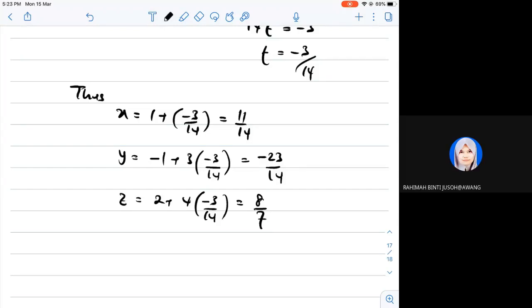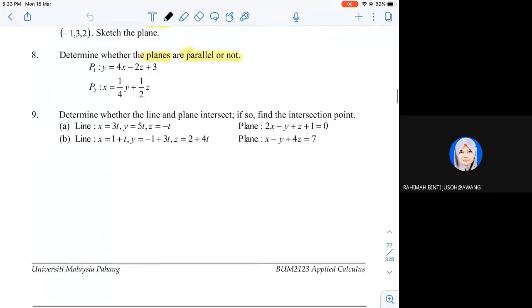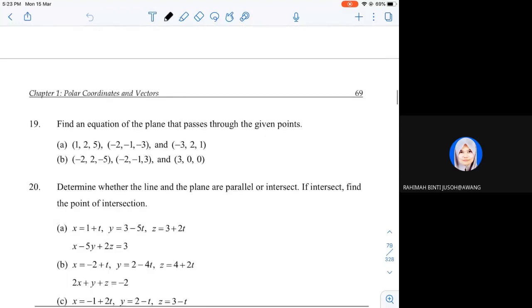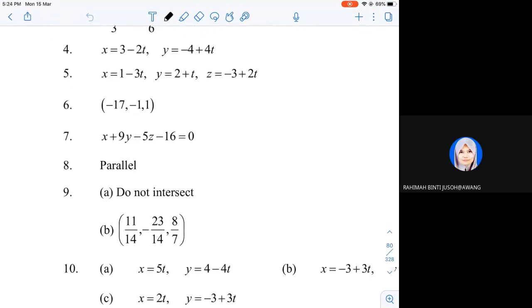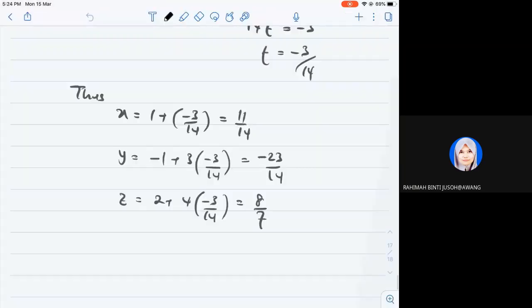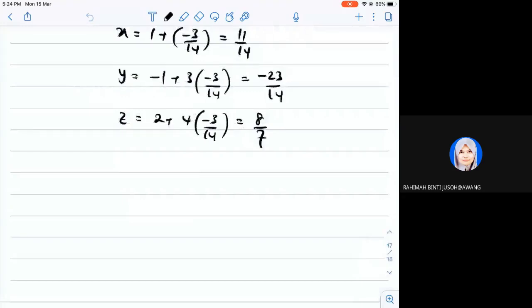Betul ke jawapan ni? Sekejap, saya tengok sikit. Question number 9B. Betul. 9B mana dah? Betul lah. Negatif kan? Okay. Okay, very good guys. 14, negative 23/14, 8/7. Okay, that's it.